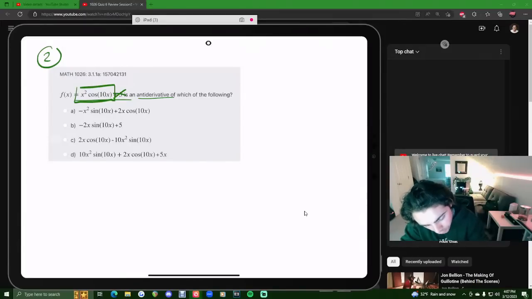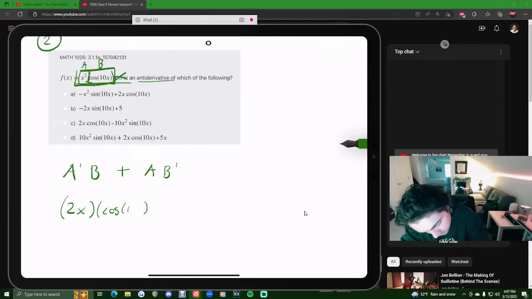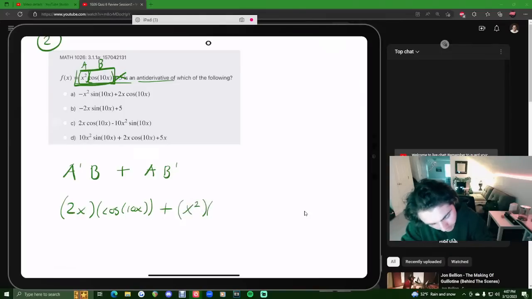So here we're using the product rule to find the derivative of x squared times cosine of 10x. So product rule is a prime times b plus a times b prime. So let me back up. A is x squared and b is cosine of 10x. A prime is 2x, b is cosine of 10x. A is x squared, and b prime is the derivative of cosine of 10x.